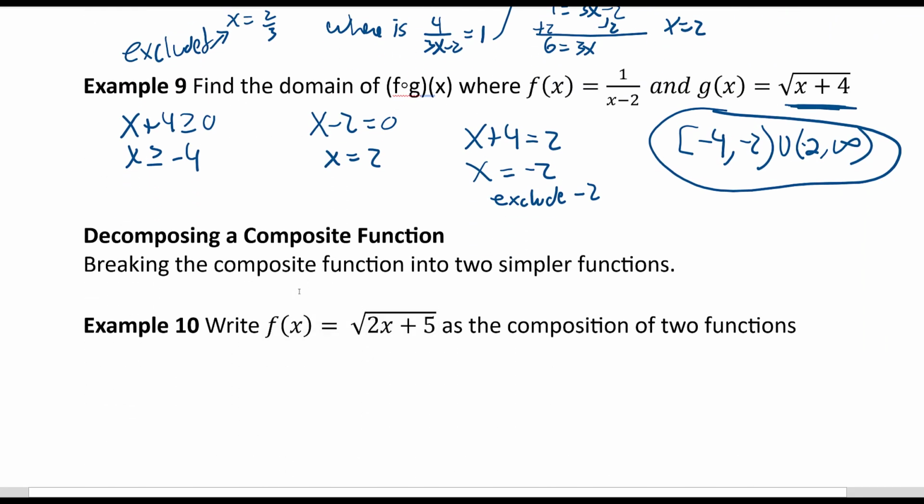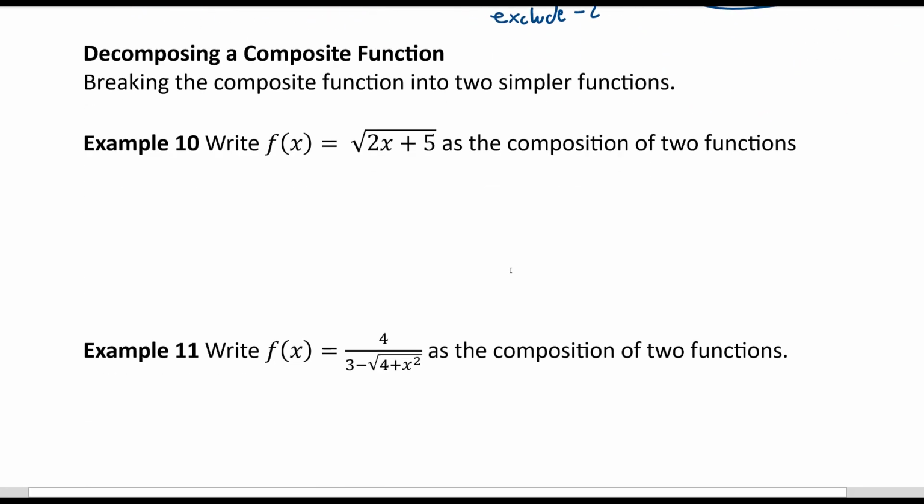Now the last part of this section, which I think is the most enjoyable part, is decomposing a composite function, which is breaking the composite function into two simpler functions. So we have a couple of examples here. Write f of x equals the square root of 2x plus 5 as a composition of two functions. Some people get lazy and just say g of x is going to be x, and then h of x is the square root of 2x plus 5. And that's trivial. That's kind of a waste of time. It's right in front of us. So you actually have a lot of choices.